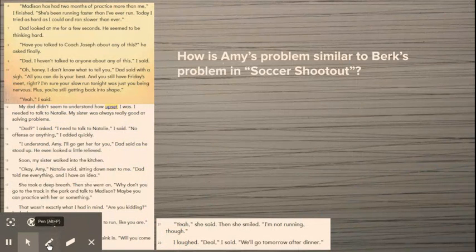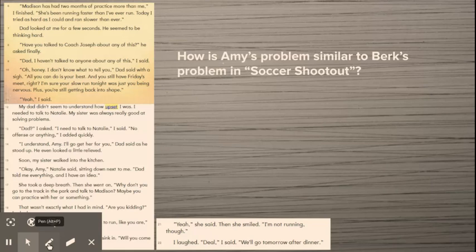So as we read this page, we were looking for how Amy's problem was similar to Burke's problem in the soccer shootout. If you remember last week, we read soccer shootout, and Burke and the other boy were trying out for the goalie position, and Burke was really excited, he wanted that position, but the other player was maybe a little bit better. And so in both of these stories, they have something in common.